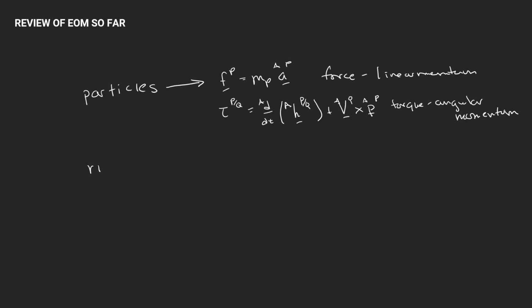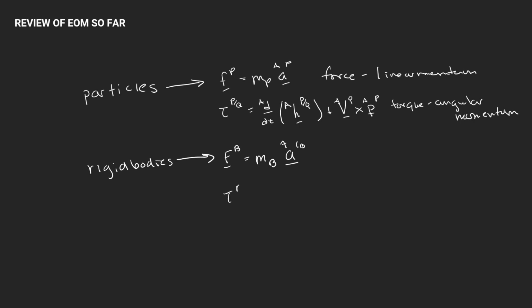Now, for rigid bodies, first of all, we think of rigid bodies as a collection of particles. And what that means is that for every particle in the rigid body, we can calculate the force linear momentum and torque angular momentum equations, and essentially sum them all up. For the force linear momentum relationship, that simplifies to the force acting upon a body being equal to the mass of the body times the acceleration of the center of mass of that body in a fixed frame. And you can write a similar equation for torque. However, we can actually simplify those equations in the following cases.